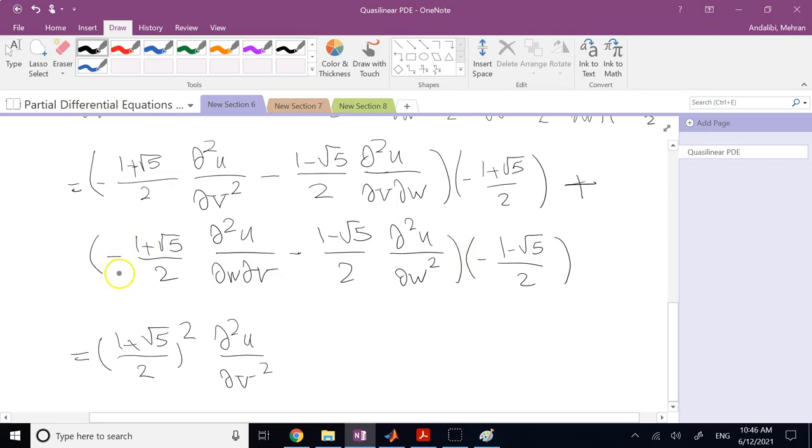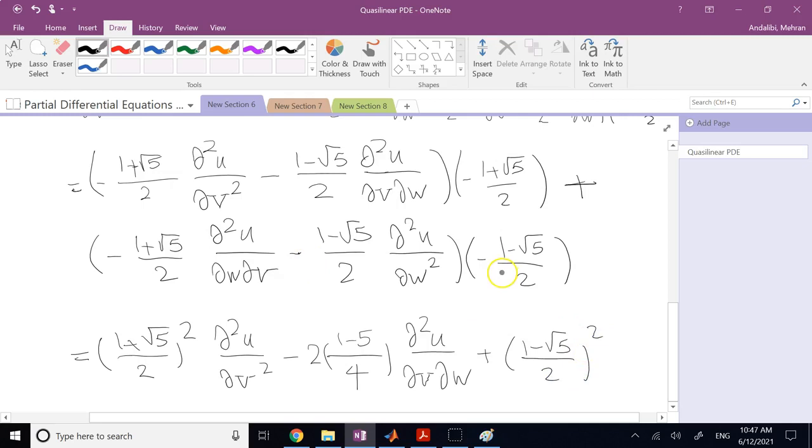And again, these terms will be multiplied. Okay, so it's going to be two of that. It is going to be two of the product of these two. And the product of these two is going to be minus 2 times 1 minus 5 divided by 4, times partial of u with respect to vw. And finally, you have w squared where again the negatives can go away. And it is going to be plus 1 minus square root 5 over 2, the whole thing squared, as you can see, times partial of u with respect to w squared.